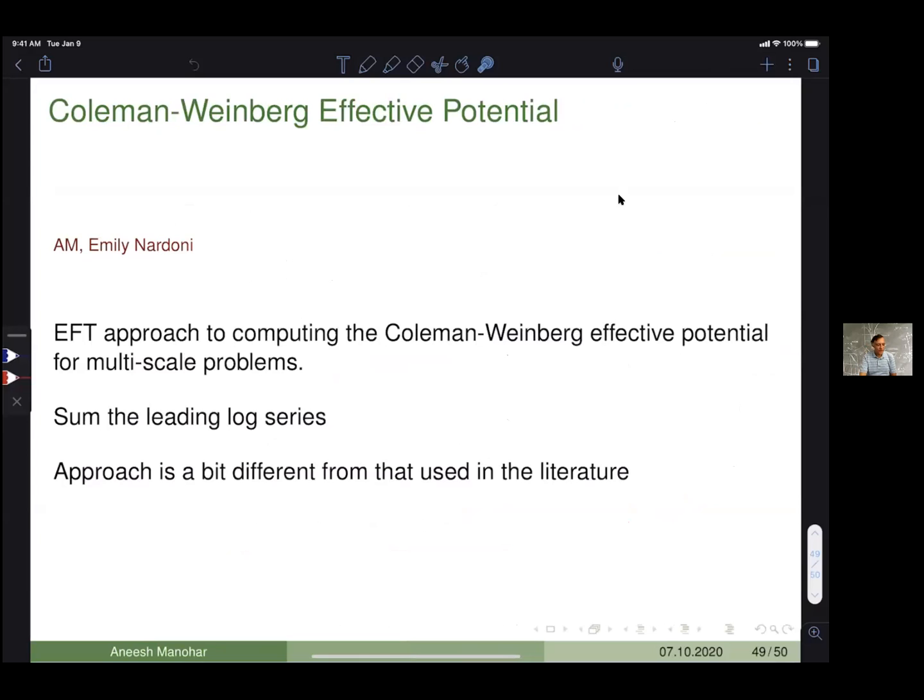One thing which I've been working on is the Coleman-Weinberg effective potential. And it turns out that we can use the EFT method to renormalization group improve the Coleman-Weinberg potential and some of the leading log series. And you might think that this should have been done in the 1980s, but it turns out, as far as I can tell, it hasn't been done properly. And so we figured out how to do it, and should have a paper out pretty soon.